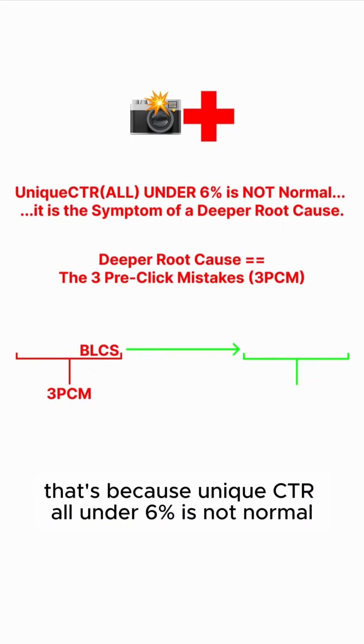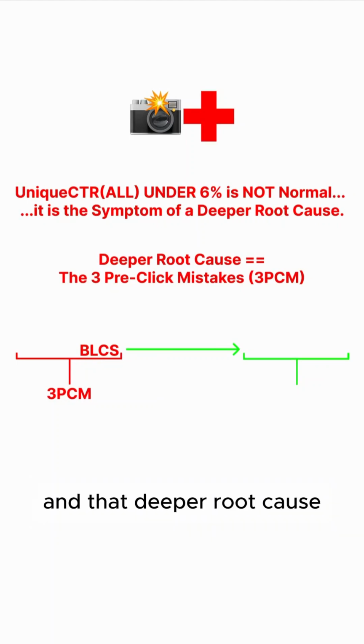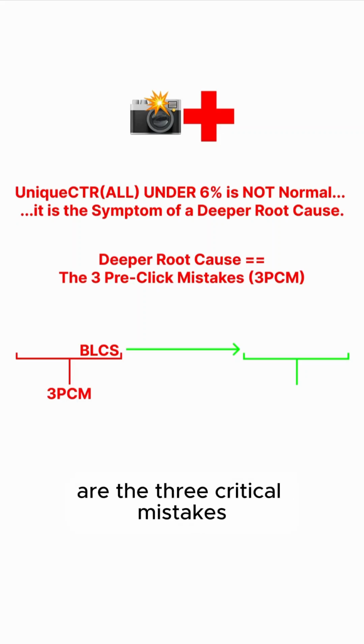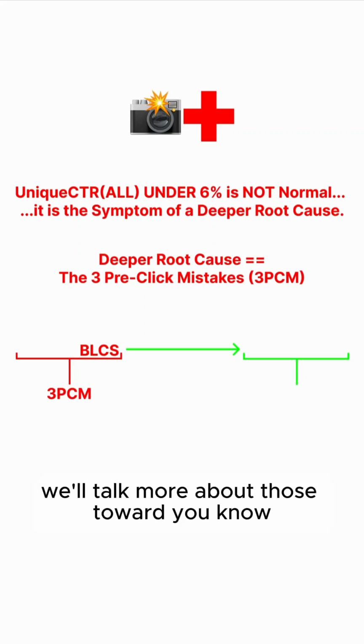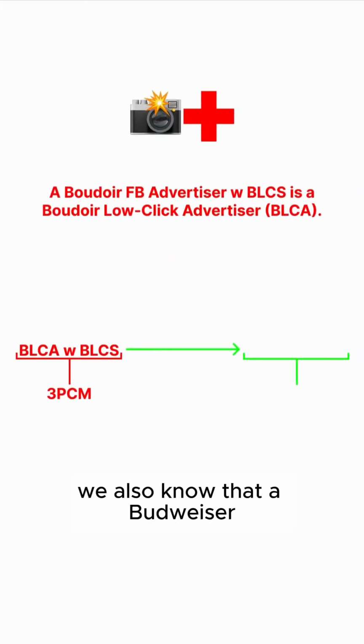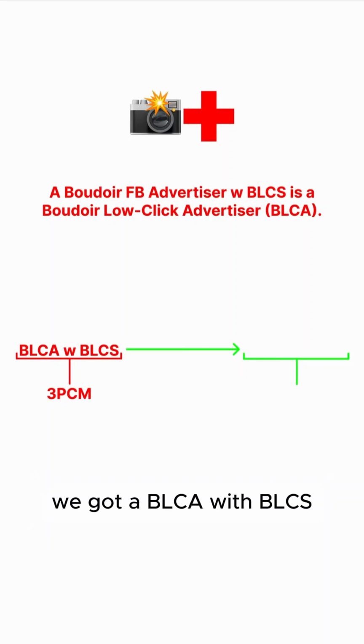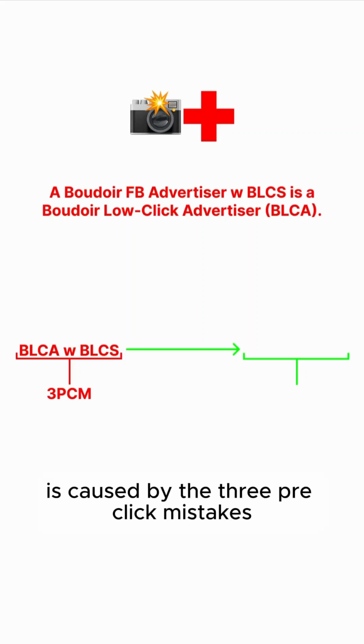That's because unique CTR under 6% is not normal. It is actually the symptom of a deeper root cause. And that deeper root cause is the three quick mistakes. We'll talk more about those near the end. We also know that a Boudoir Facebook advertiser with BLCS is a Boudoir low-click advertiser, a BLCA. So we're building up our universe here.